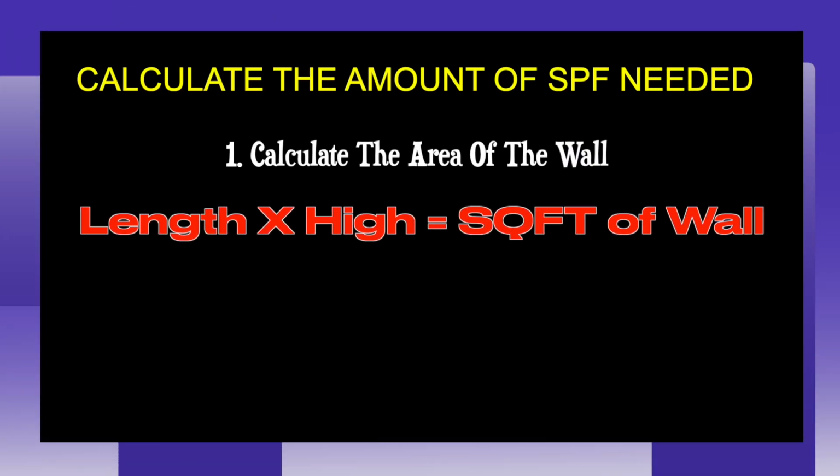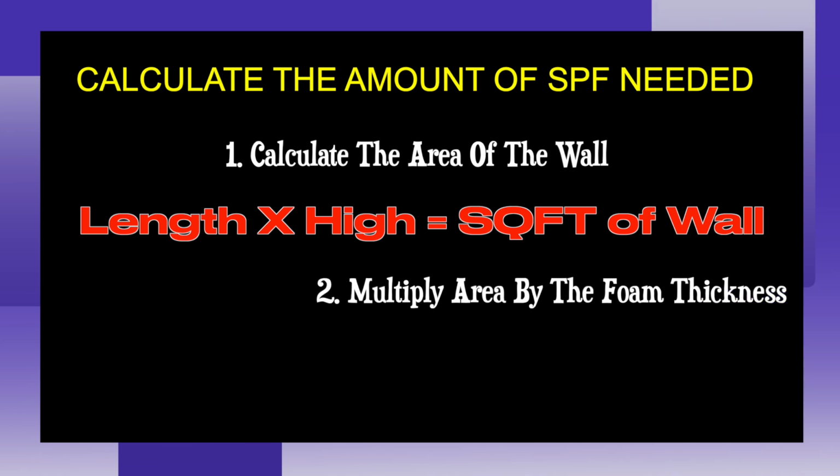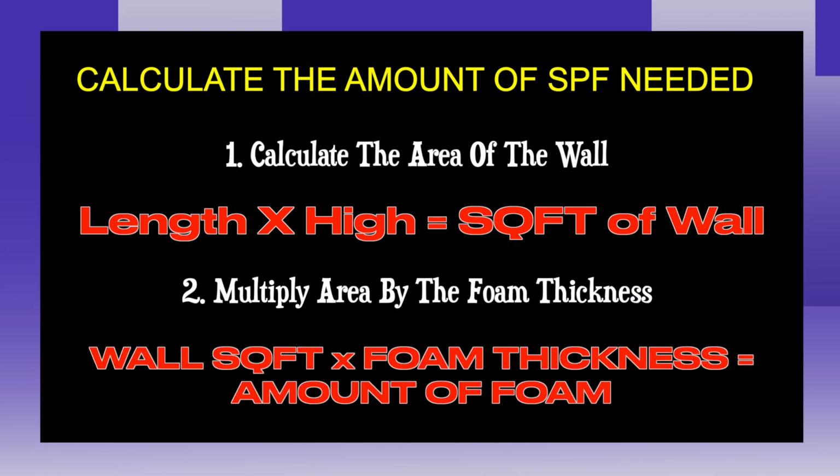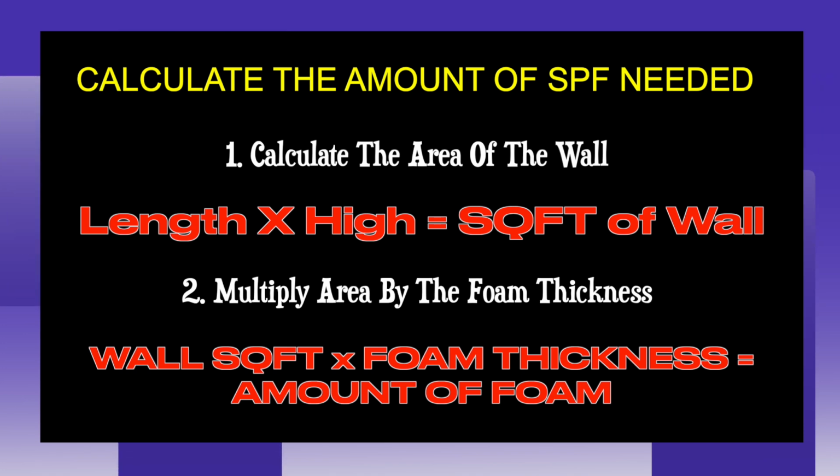1. Calculate the area of the walls. 2. Multiply the area by the foam thickness. The result is the amount of foam required. Let's illustrate this with a few examples.